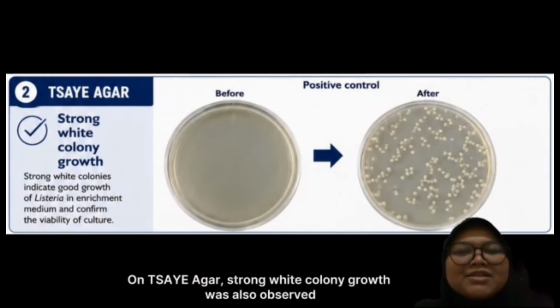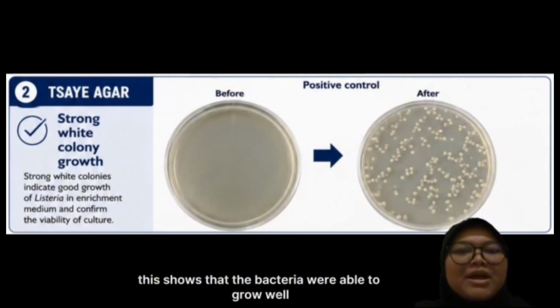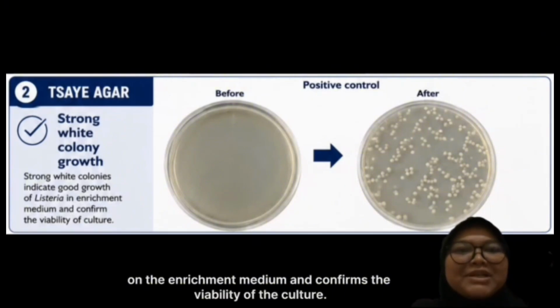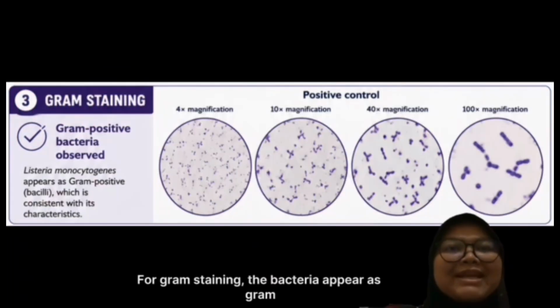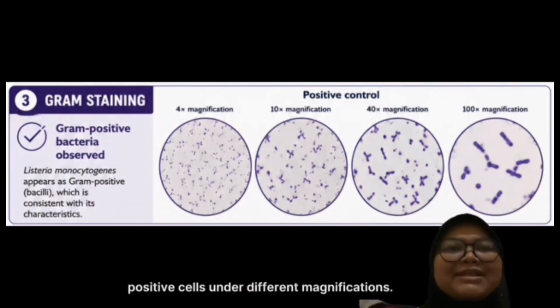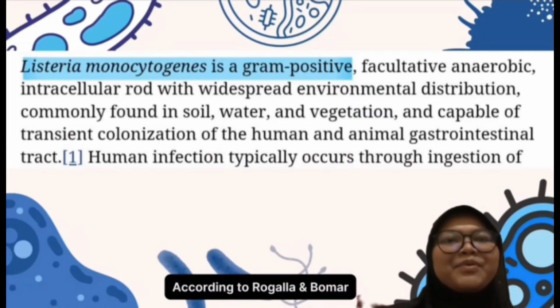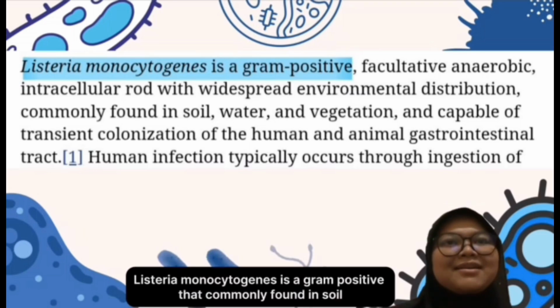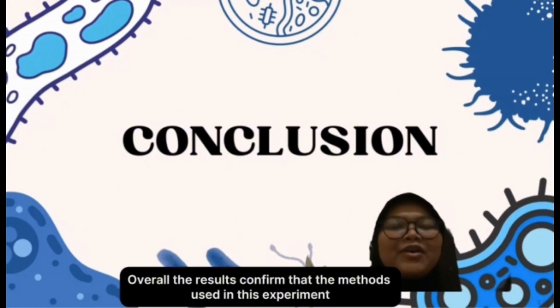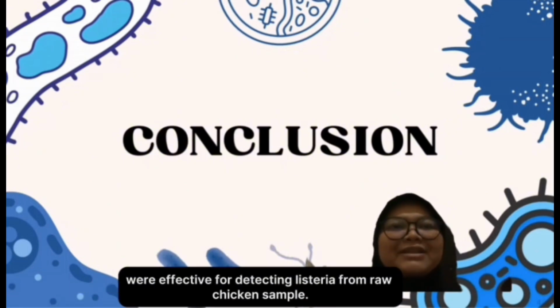On TSA agar, strong white colony growth was also observed. This shows that the bacteria were able to grow well on the enrichment medium and confirms the viability of the culture. For Gram staining, the bacteria appear as gram-positive cells under different magnifications. According to Rogala and Bomar, Listeria monocytogenes is a gram-positive bacterium commonly found in soil, water, and vegetation. Overall, the results confirm that the methods used in this experiment were effective for detecting Listeria from raw chicken samples.